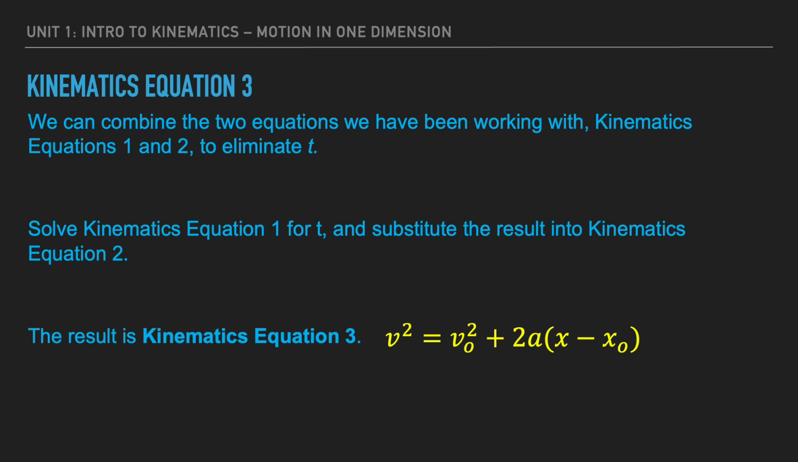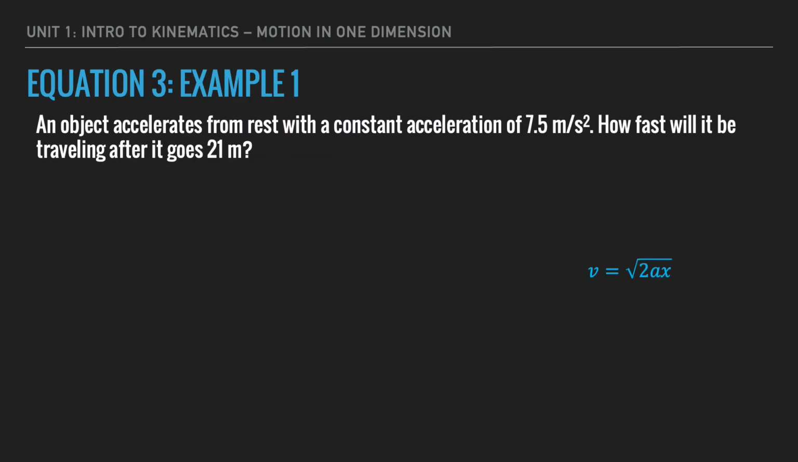The x minus x naught is sometimes substituted for delta x or just d. So depending on the question we're looking for, it kind of works itself out. This equation is used when we don't know what time is. So on this one, we don't know time. An object accelerates from rest with a constant acceleration. How fast will it be traveling after it goes 21 meters?